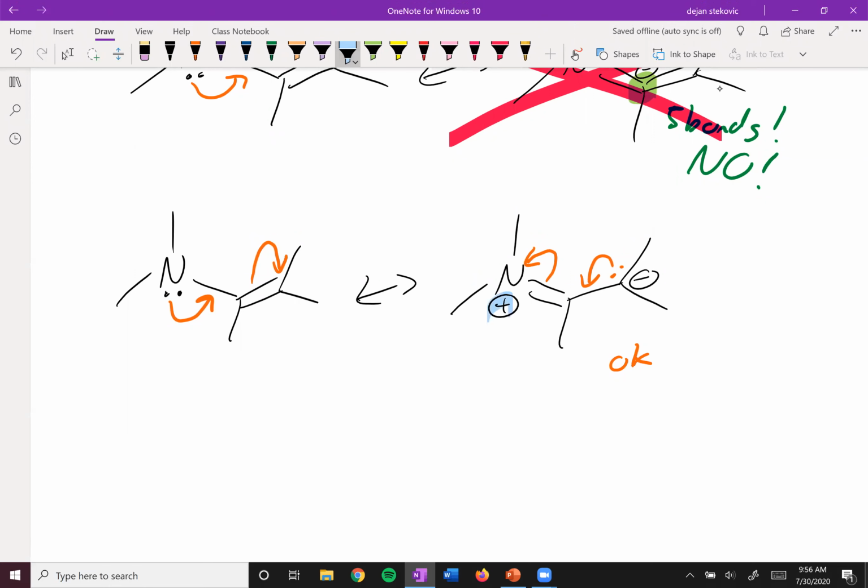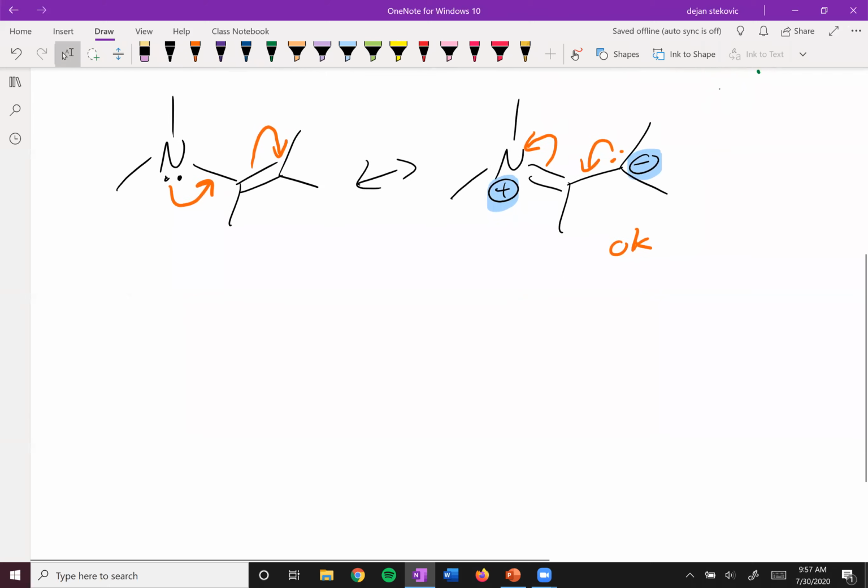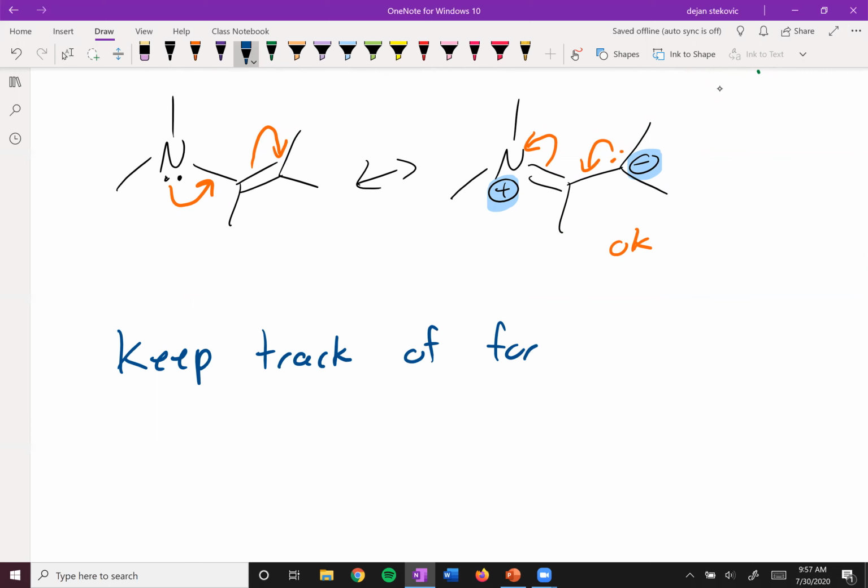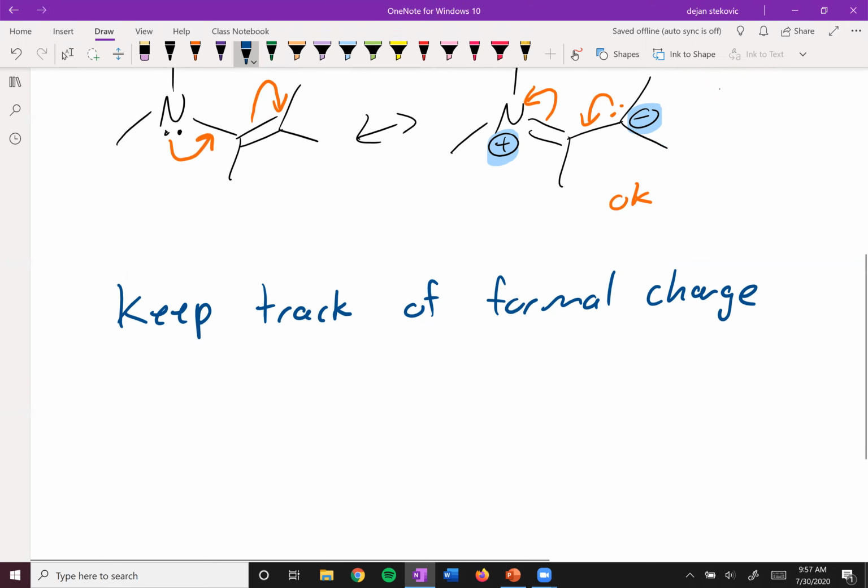Notice though that our formal charge is also changing, right? On the left, we had no formal charge, and now we've got a positive and a negative. And so that's another thing that we have to really keep track of and get good at. So keep track of formal charge. And it's too time consuming to calculate the formal charge on every single atom on every single resonance structure. So what we can do is just look at the change of formal charge, right?